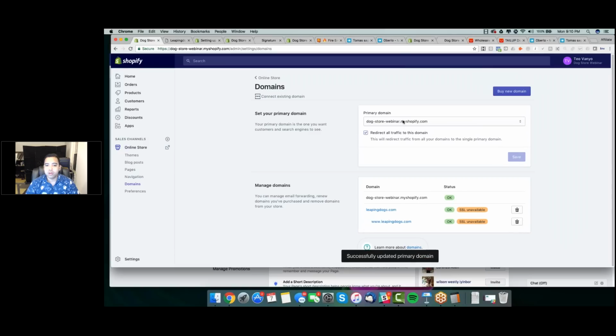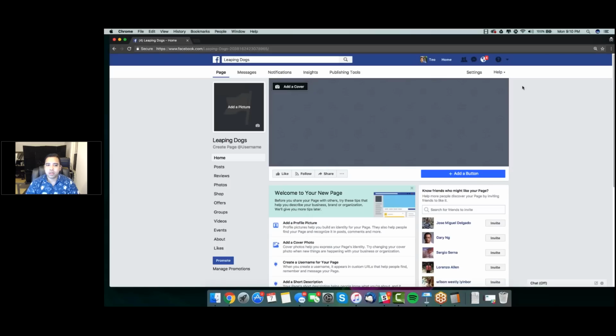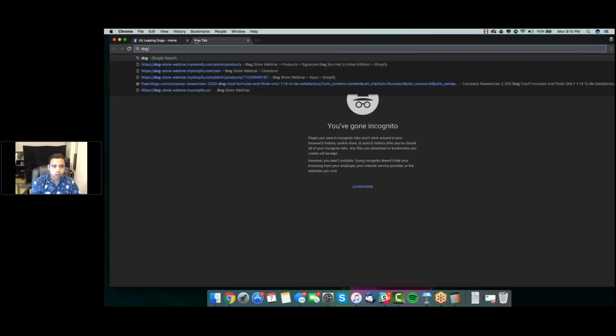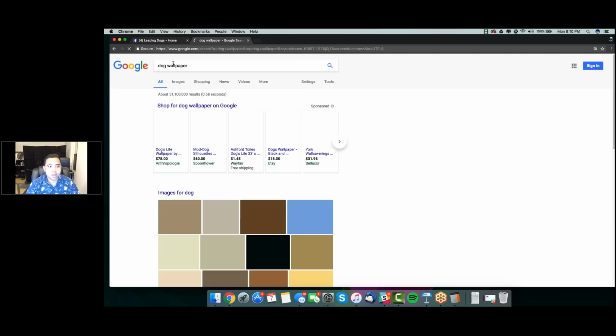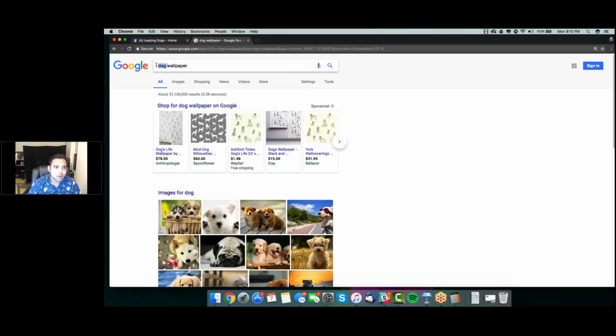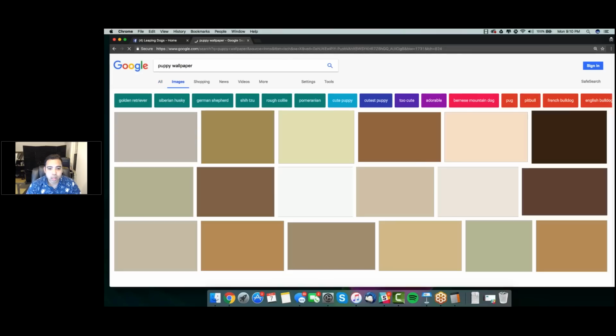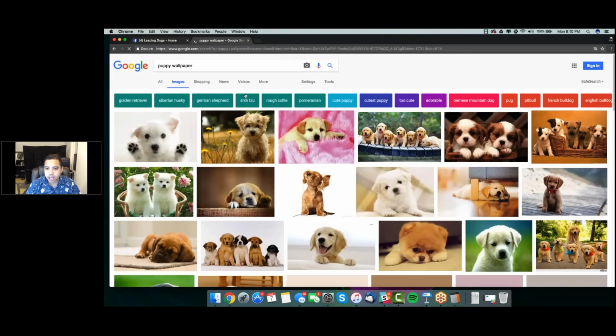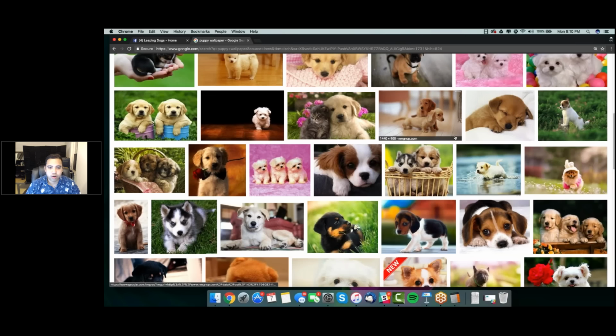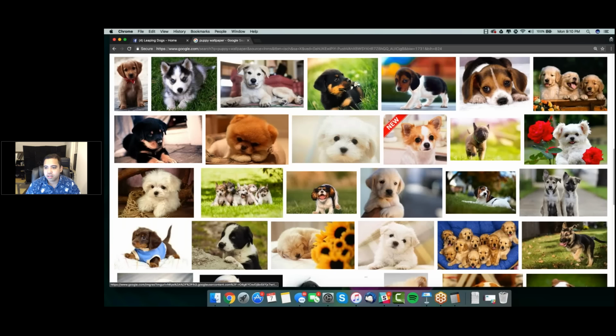But we're going to want to use that Leaping Dog domain name for our Facebook page in a second. So we have our Facebook page here. What I like to do is add a cover. The cover could be any dog wallpaper, like puppies wallpaper. Puppies are kind of cute. So we'll go to images, and we can choose any of these puppies for our dog.